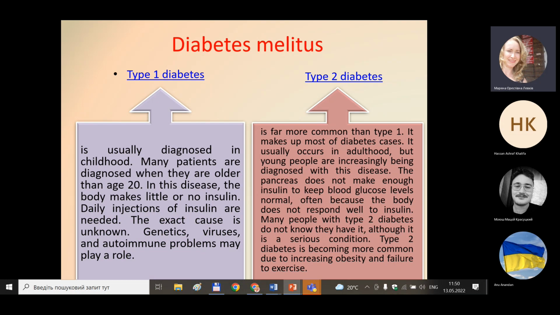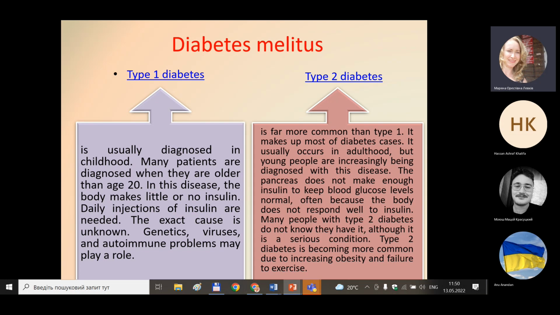Type 1 diabetes is usually diagnosed in childhood. Many patients are diagnosed when they are older than age 20. In this disease, the body makes little or no insulin. Daily injections of insulin are needed. The exact cause is unknown. Genetics, viruses, and autoimmune problems may play a role.